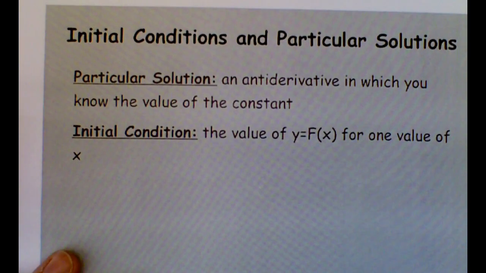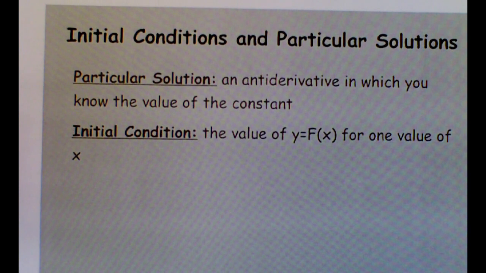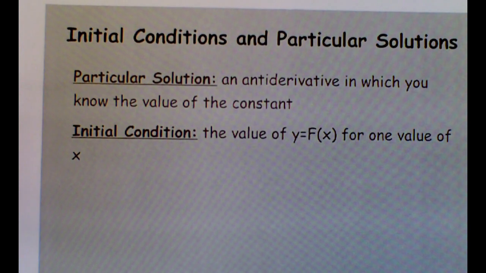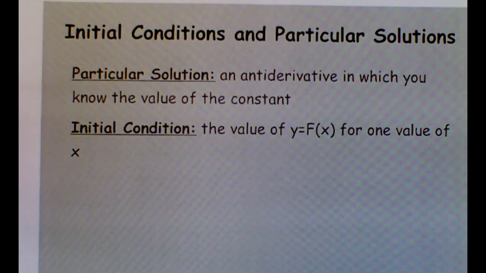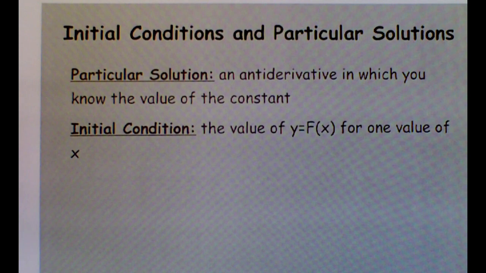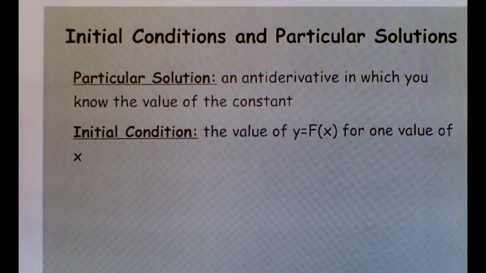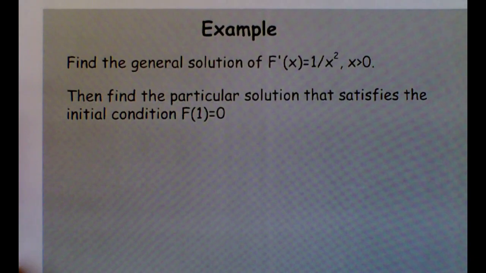All right, and then we have something called a particular solution. A particular solution is an antiderivative in which you know the value of the constant. We know that value of the constant by using an initial condition. It gives us the value of y equals f of x for some value of x. So what will happen is we want the general solution of f prime of x equals 1 over x squared if f of 1 is 0.